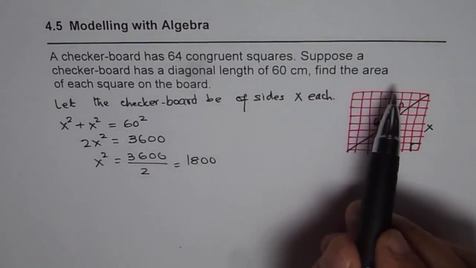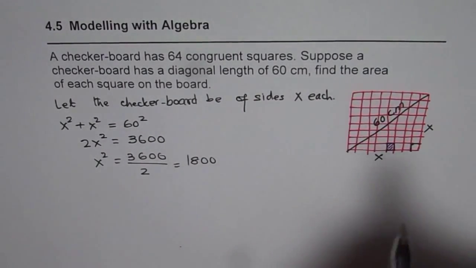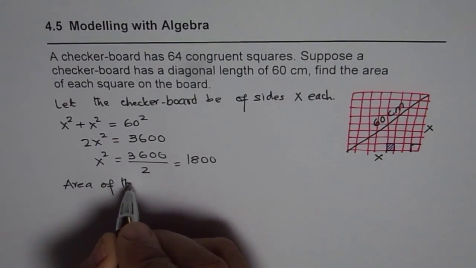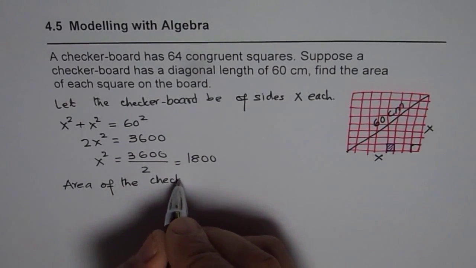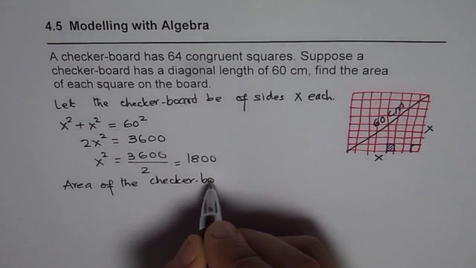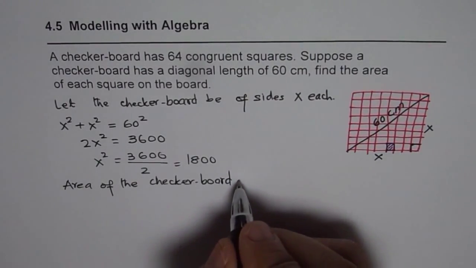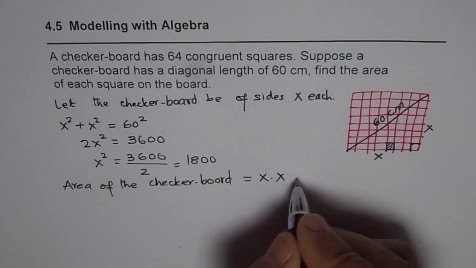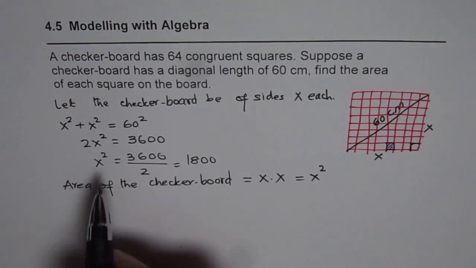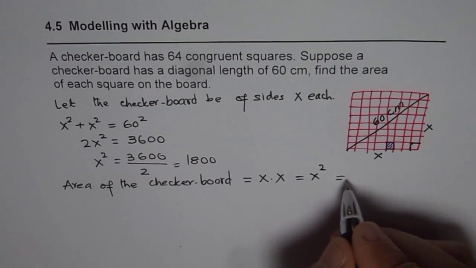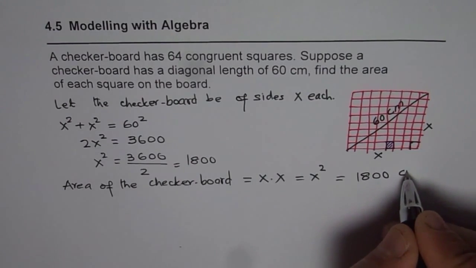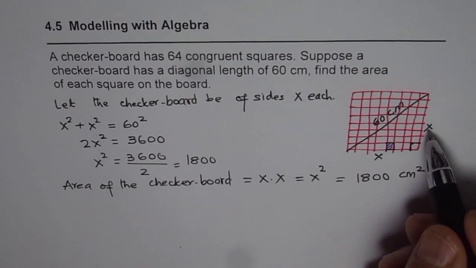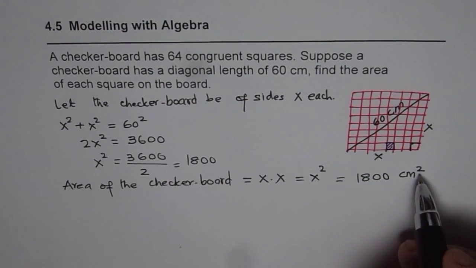The question is, find the area of each square of the board. So what we can do is, we can say, what is the area of the board itself? Area of the checkerboard, since it is a square, is actually equal to x times x, which is x square, length times width, right? And we just found that x square is 1800, so it is 1800, and of course centimeters square. So we know the area of the checkerboard, which is length into width.